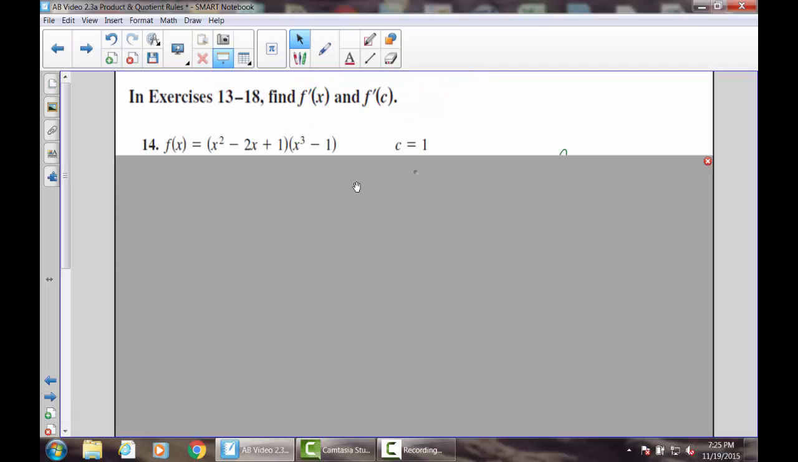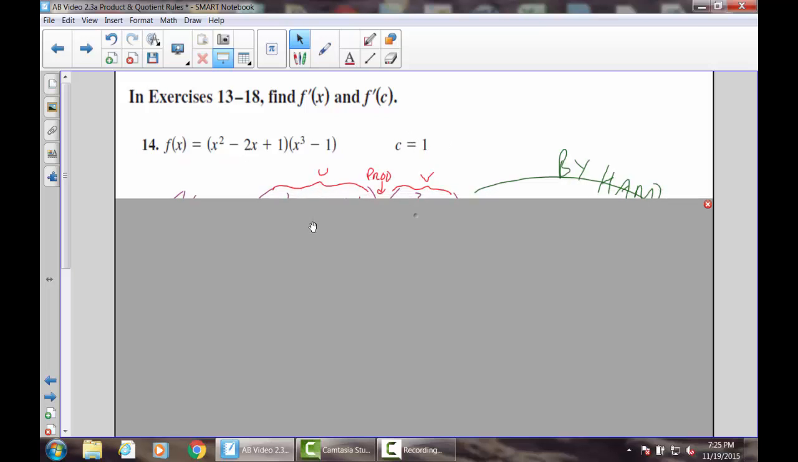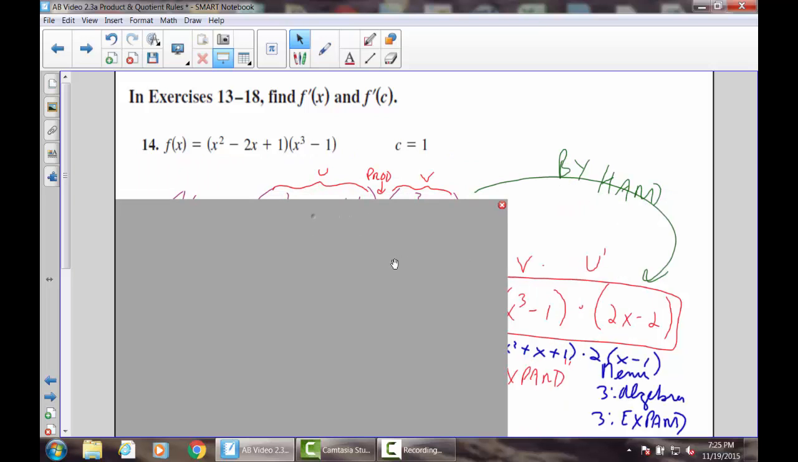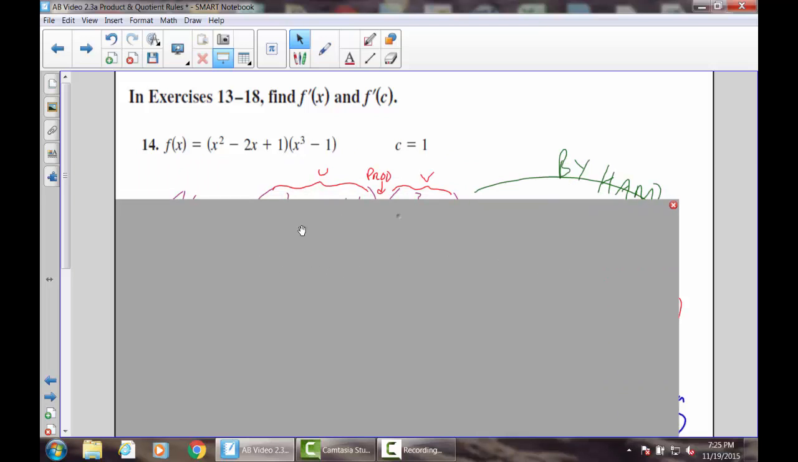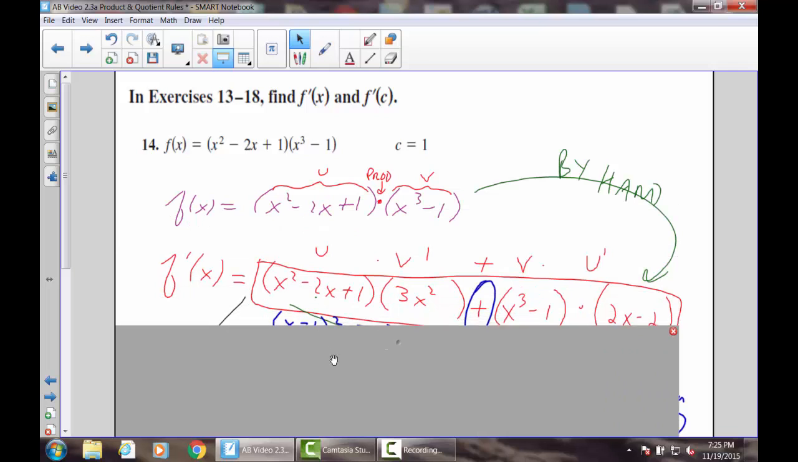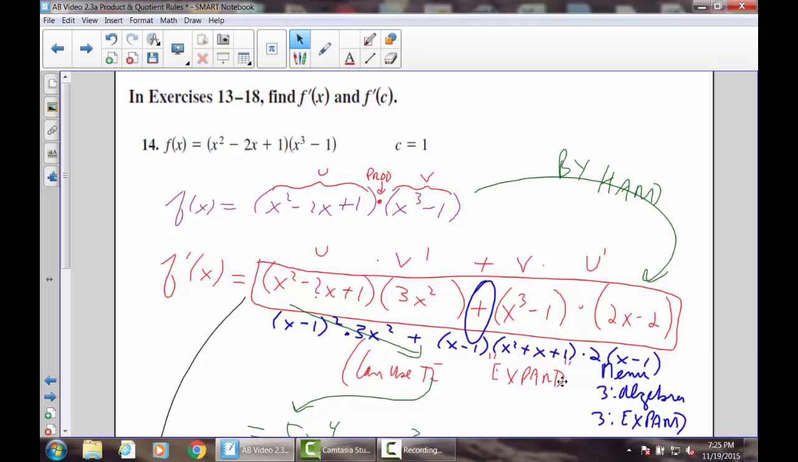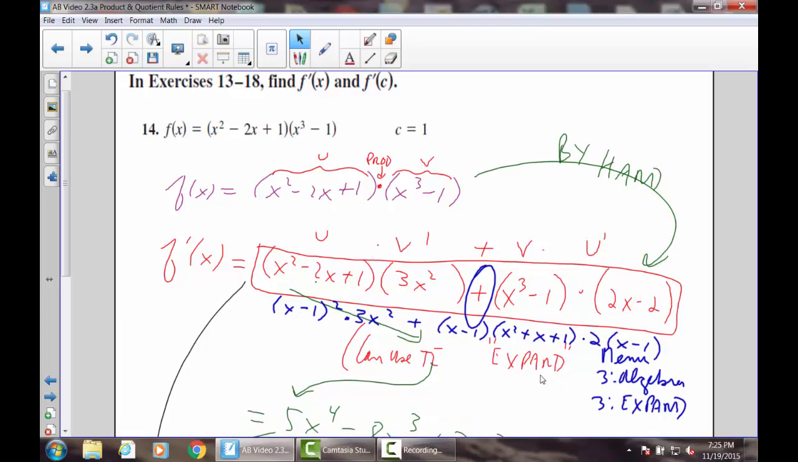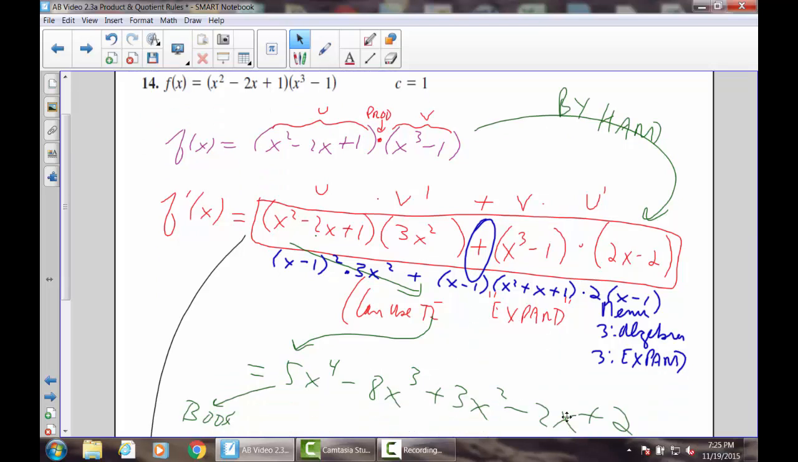Here's one where they say find f prime of x and f prime of c. So c is the number, the constant 1. So in this case, again, you could actually by hand, if you wanted to, expand the whole thing. But let's use the product rule. So the product rule means you're going to take the first factor times the derivative of the second factor plus the second factor times the derivative of the first factor, and then you could expand. Now, if I believe the back of the book, the answers are all expanded. For example, the answer would be this right here.